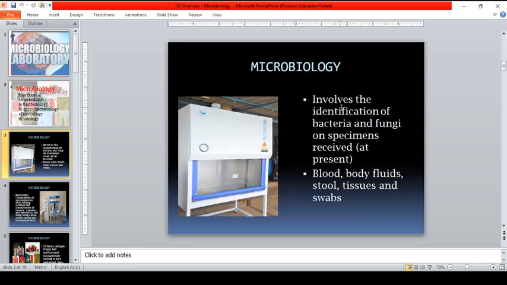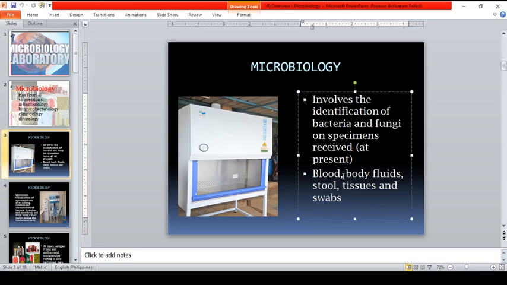So, microbiology involves the identification of bacteria and fungi on specimens that are received. Okay? Common samples that are submitted are blood, body fluids, stool, tissues, and swabs.